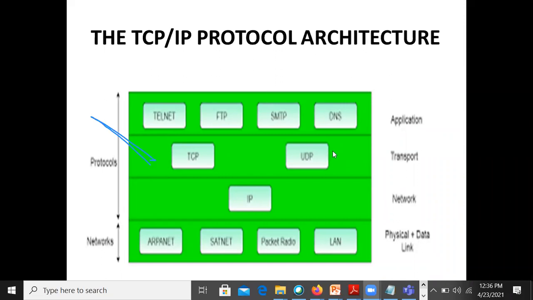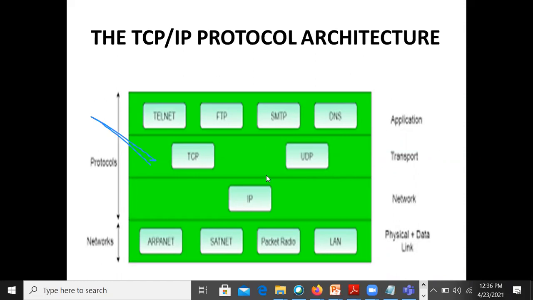The second layer is the transport layer. The transport layer is going to provide two kinds of protocols. One is TCP and another one is UDP. TCP is transmission control protocol, a connection oriented protocol. And UDP is user datagram protocol, that is a connectionless protocol.